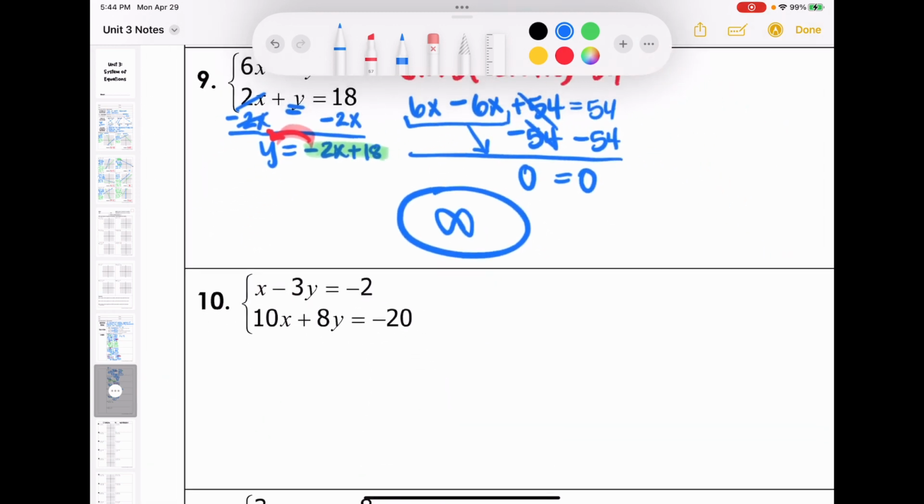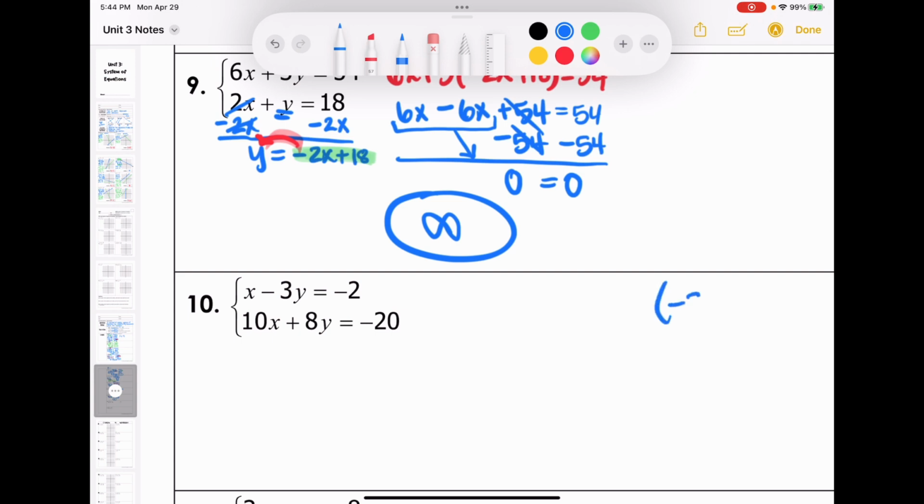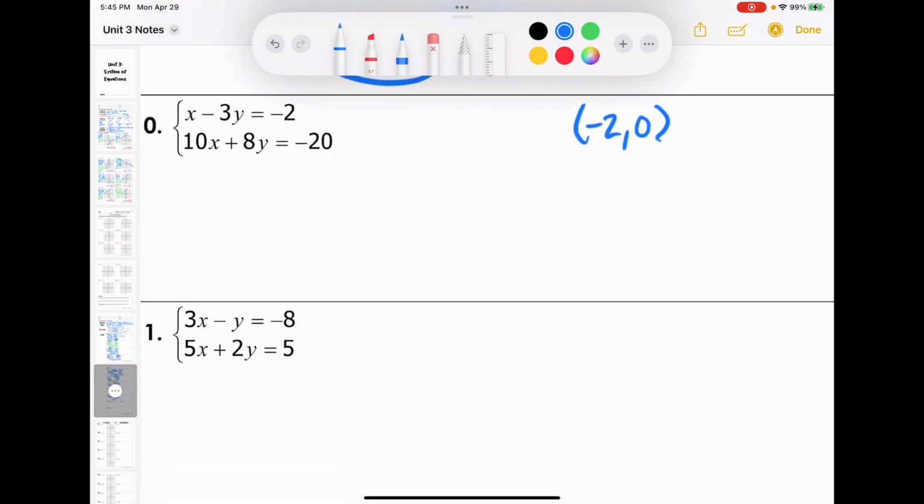All right, number 10, if you wanted to work it out, your answer would be negative 2, 0. And number 11, if you wanted to work it out, would be negative 1, 5. All right, so that concludes the notes on the substitution method for solving systems of equations.